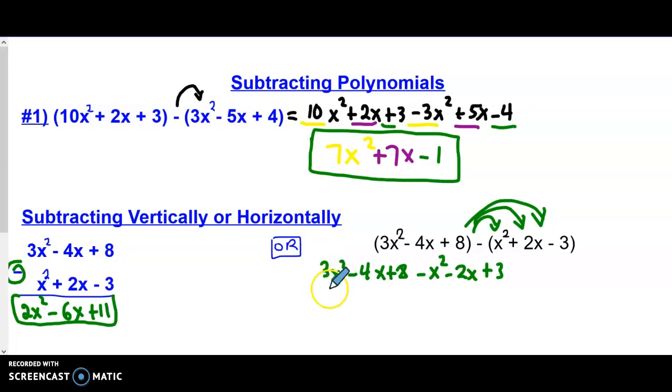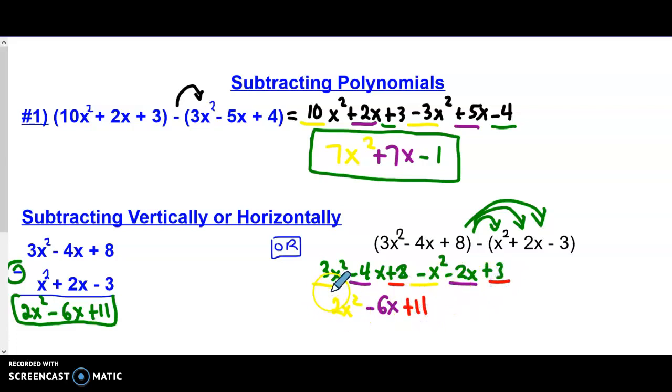All right, let's go ahead and add like terms. 3 minus 1 would be 2 of that. Then you have negative 4 minus 2. You're adding 2 negatives, so more negatives. And finally, you would have 8 plus 3, which is positive 11.